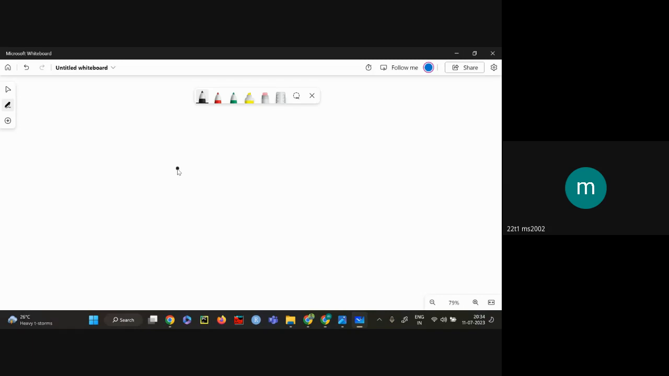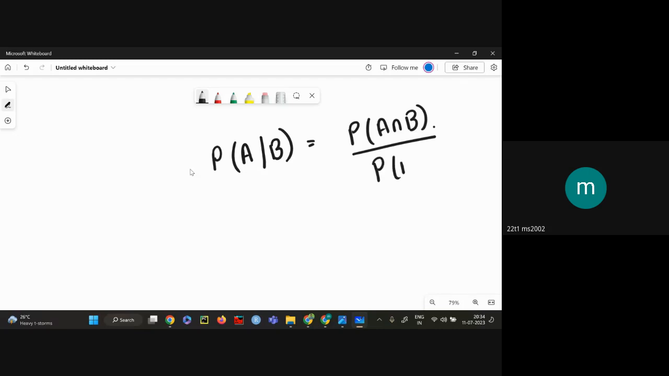Or in simpler terms, the probability of an event A happening given that some event B has happened. This is basically the posterior probability. Updating the probability of A given that some event B has happened is nothing but the joint probability of A and B happening divided by the marginal probability of B happening. So that is Bayes rule in a nutshell.